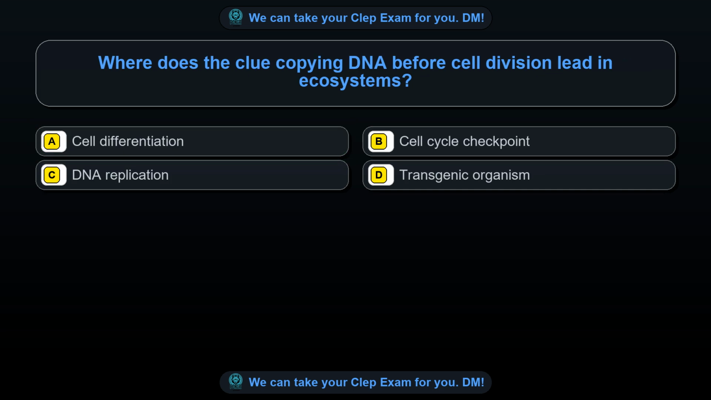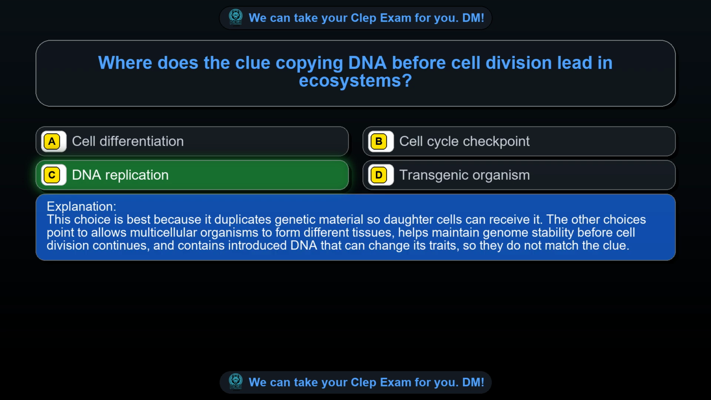Question 22. Where does the clue copying DNA before cell division lead in ecosystems? Option A, cell differentiation. Option B, cell cycle checkpoint. Option C, DNA replication. Option D, transgenic organism. The correct answer is option C, DNA replication.